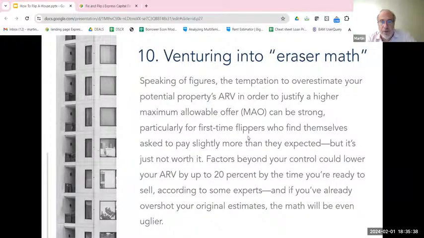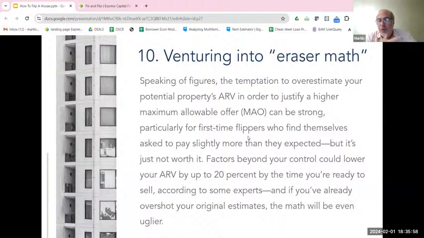Okay, venturing into the ARV math. Ooh, very important thing here. Speaking of figures, the temptation to overestimate your potential property's ARV, in order to justify a higher maximum allowed offer, can be strong, particularly for first-time investors who find themselves asked to pay slightly more than they expected, but it's just not worth it.